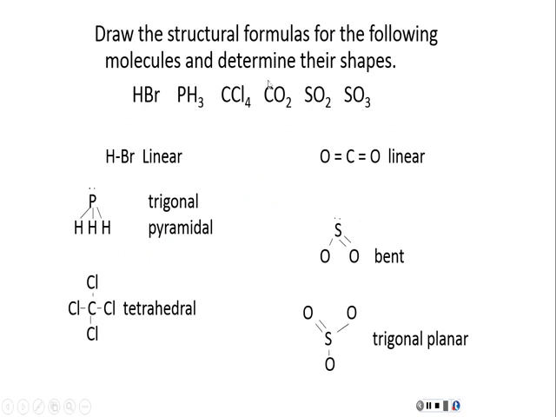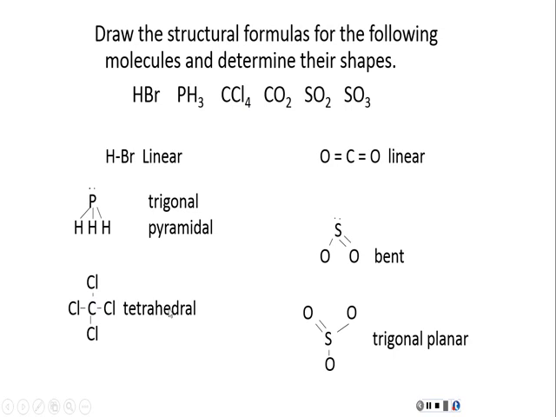Okay, so here they all are. The HBr would be linear. Anytime you have just two atoms bonded together, the shape is always linear. When you draw out PH3, you wind up with that phosphorus with a pair of electrons not used in bonding. And that's going to give us this asymmetrical shape called trigonal pyramidal. When we do CCl4, carbon tetrachloride, the carbon is bonded to all those chlorines. There are no lone electron pairs.